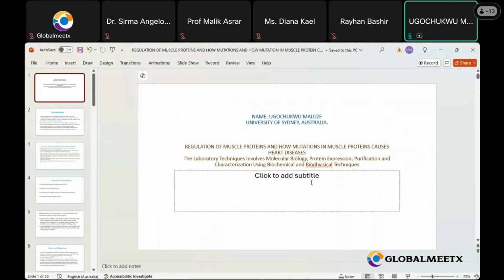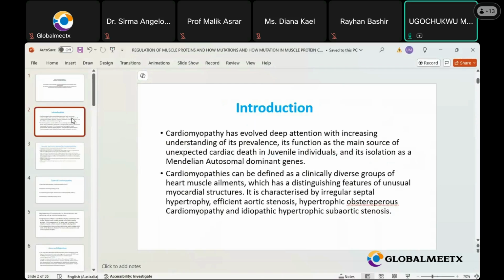The title of my presentation is Regulation of Muscle Proteins and How Mutation in Muscle Proteins Causes Heart Disease. Regulation of muscle contraction and how mutation in the muscle protein causes heart disease. The laboratory techniques include molecular biology, protein expression, purification, and characterization using biochemical and biophysical techniques. Next slide. Introduction.